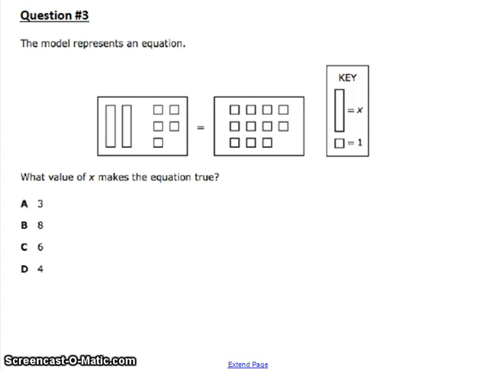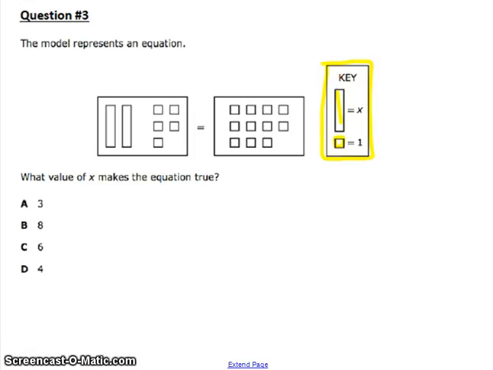Question number 3. It says the model represents an equation. They give you a model, and then the question states what value of x makes the equation true. Now, in this particular question, they do not give me the equation as well. They only give me the model. So I have to create the equation from the model. You have to make note of the key. The key tells you what each of the shapes represent. So the long bar is an x, and the single is a positive 1.